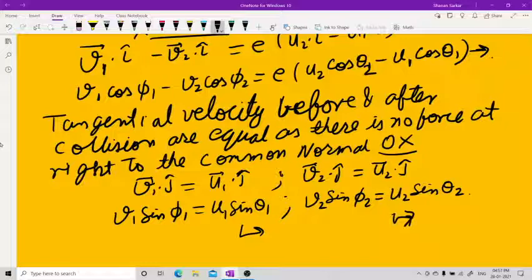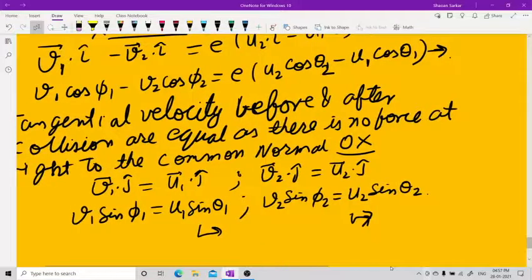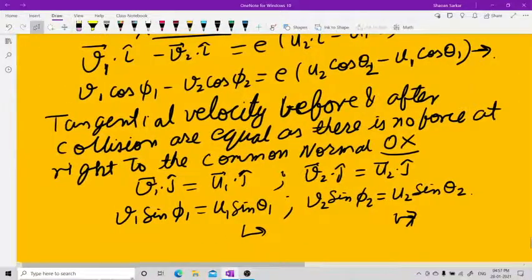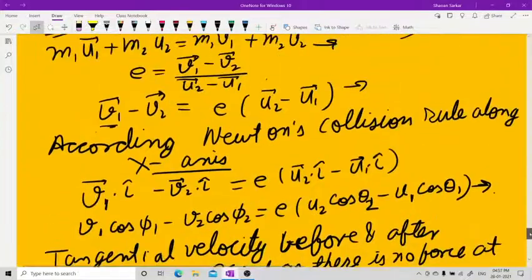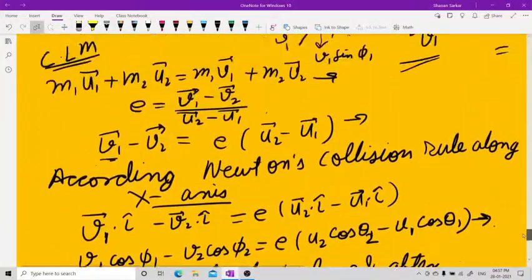Now what you have to do, you need to use this equation finally. I'm talking about the CLM equation. CLM equation you need to write down completely. You will have the i and j components. Equate all the i and j components. Now let's write it down here.